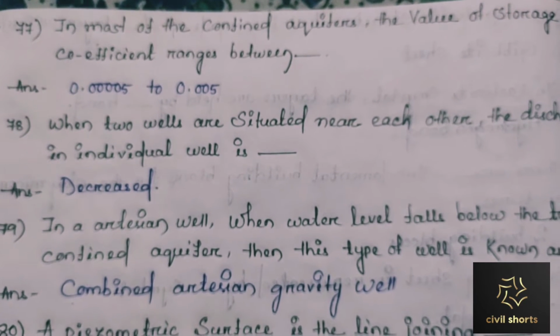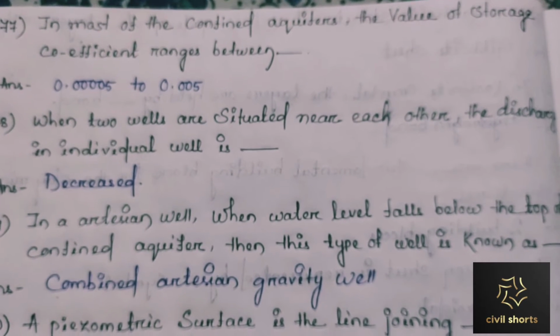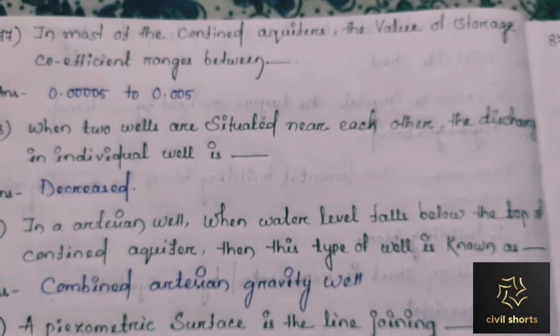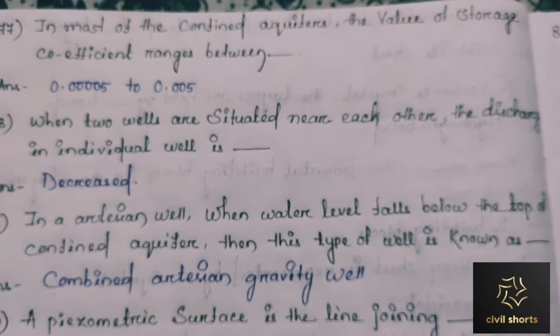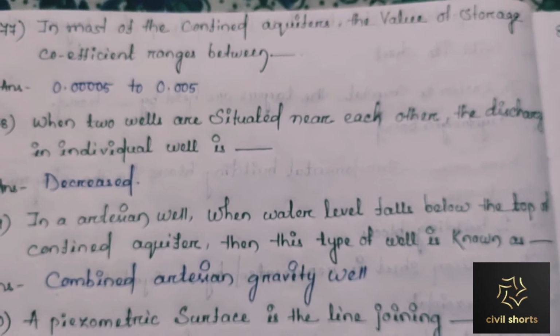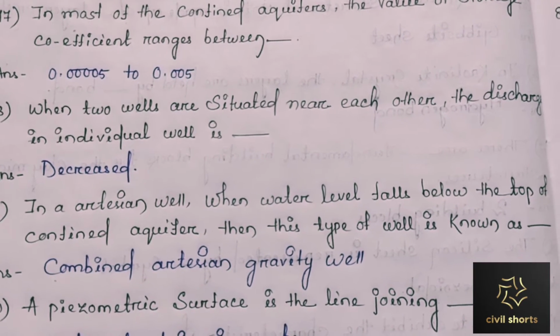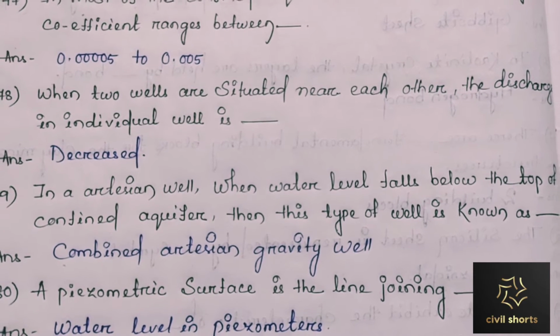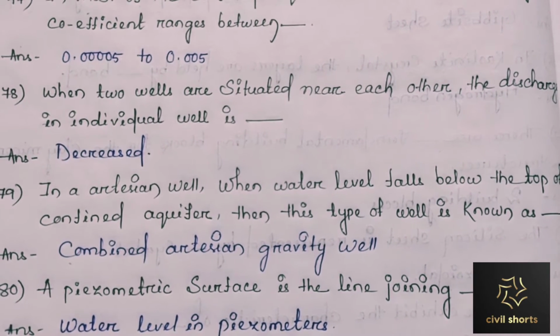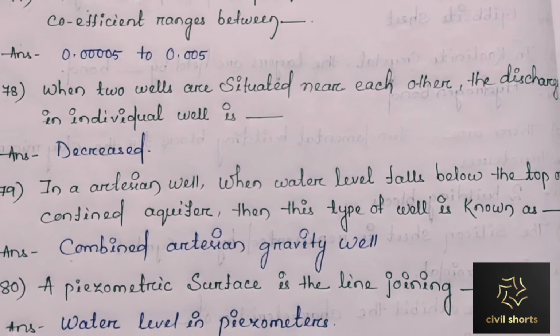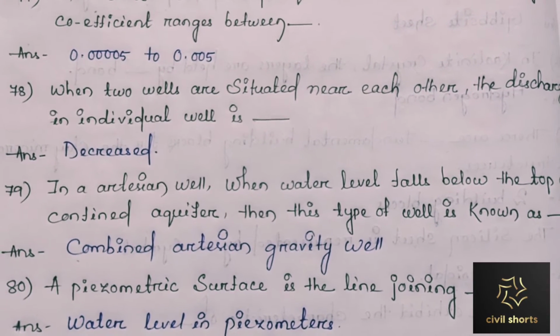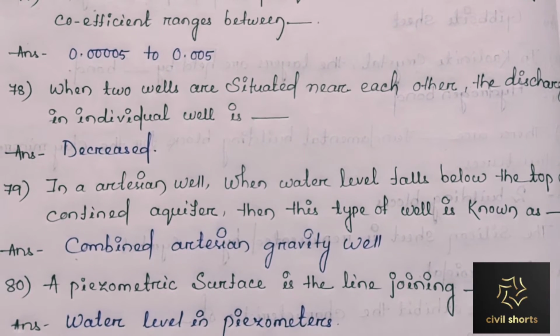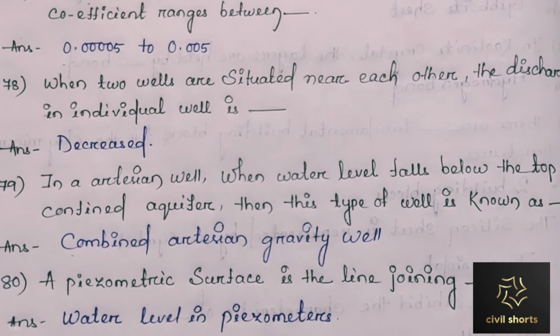Then question number 79. In an artesian well, when water level falls below the top of confined aquifer, then this type of well is known as dash. The answer is combined artesian gravity well. Because the flow pattern close to the well is similar to that of a gravity well, that's why it is also called artesian well or combined artesian gravity well.